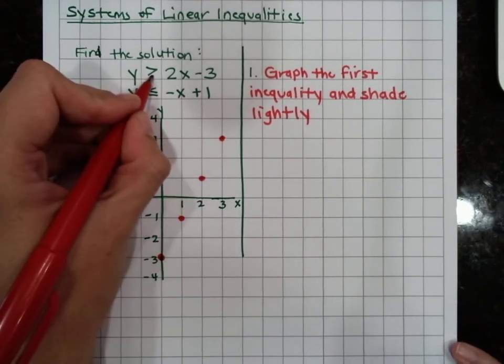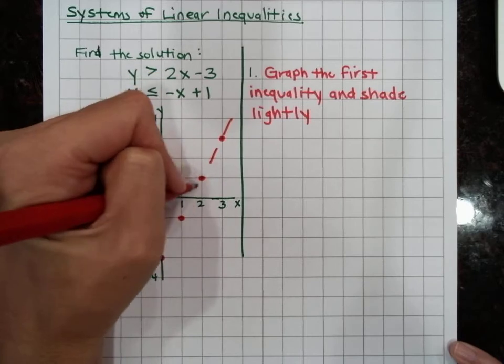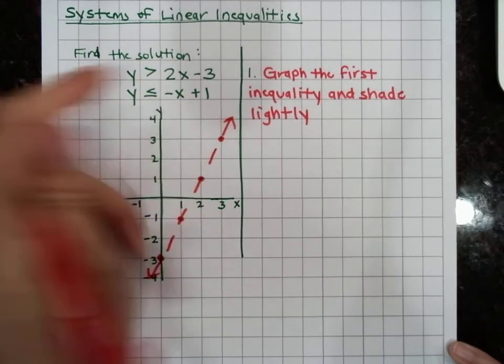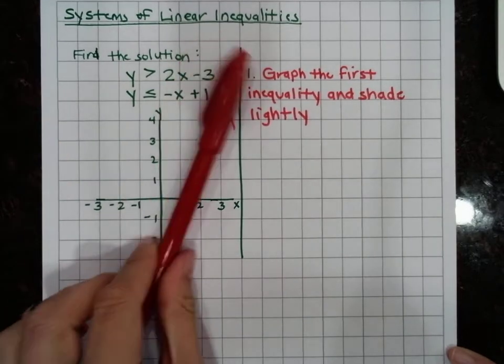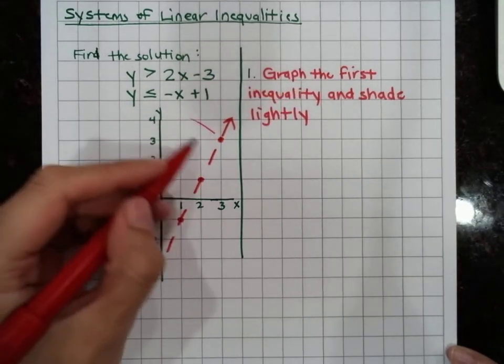And y is greater than, so it is a dashed line because it's not equal to. And since it's greater than, where are the values greater than this line? Above the line. So we're going to lightly shade.